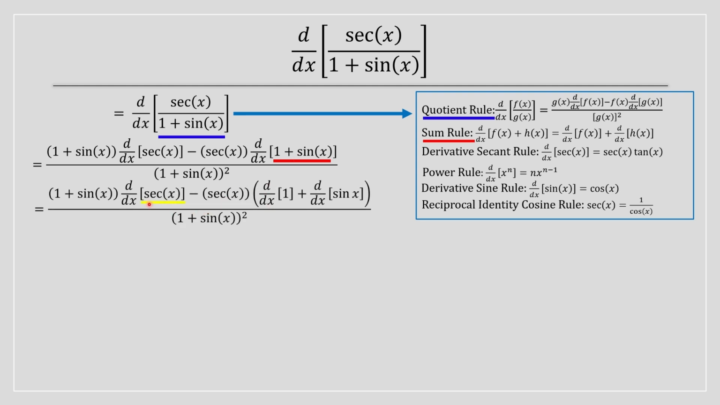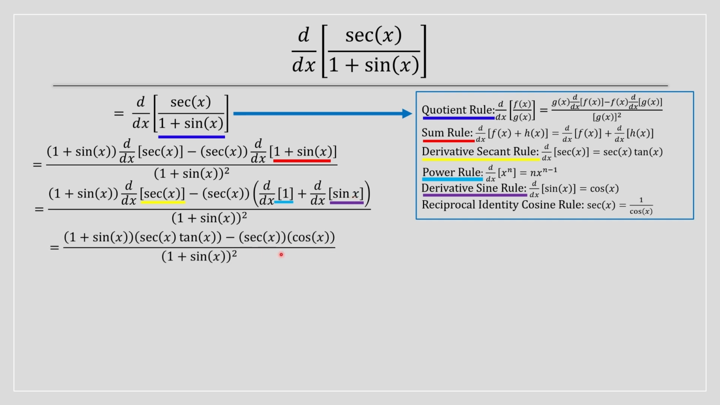Then we go from left to right. So we do the derivative of secant x, which is this guy over here. We're going to apply it to be secant x tan x. And over here, we're going to apply the derivative of the power rule, which will be 0 because it's a constant. Now over here, we apply the derivative of the sine function, which would be cosine of x. Once we've done that, we acquire this.